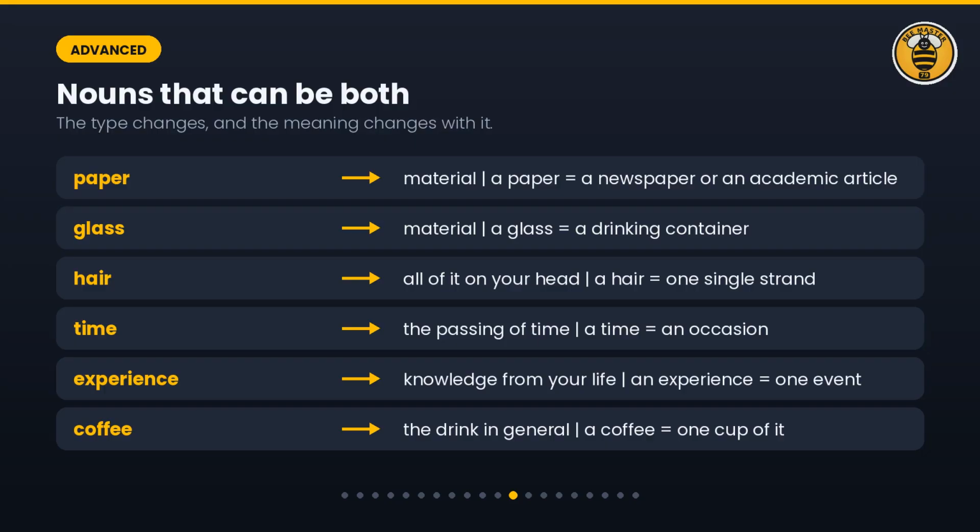Time is the passing of time, but a time is an occasion, as in 3 times. Experience is the knowledge you gain from life, but an experience is one single event. And coffee is the drink in general, while a coffee simply means 1 cup of it.